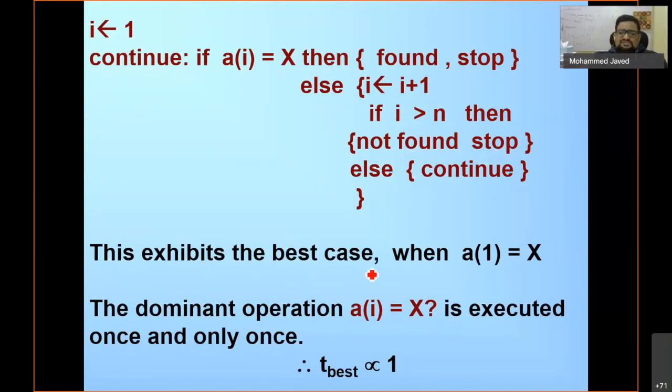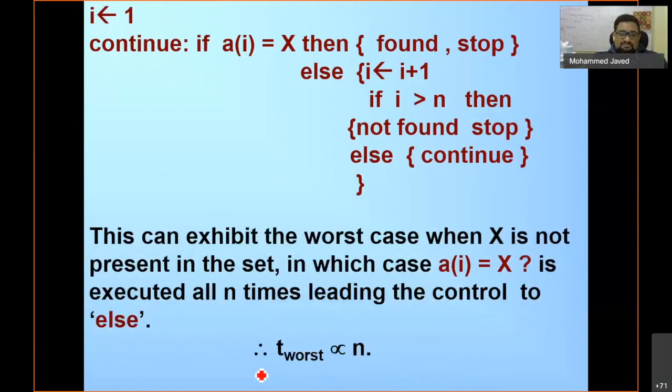This exhibits the best case when the element you are finding is located in the first position. So this is the best case. The dominant operation here, A of I equal to X, is executed once and only once. So T best is proportional to 1, and it is a constant time algorithm. So now let us move forward.